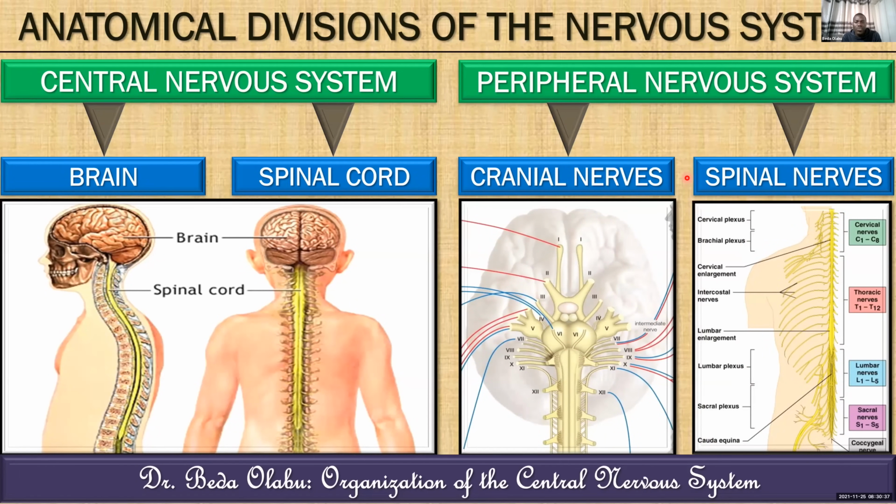We have a total of 12 cranial nerves, the ones which are attached to or come from the brain, 12 pairs. And you have a total of 31 pairs of spinal nerves, the ones which are attached to or come from the spinal cord. And we'll talk about their naming in another lecture. Maybe also in the introductory lecture, their naming system was captured for you.